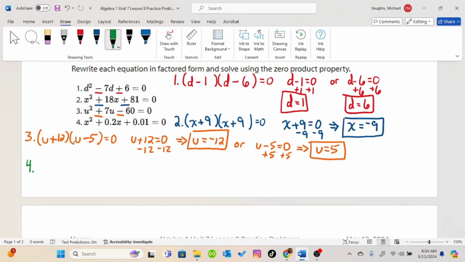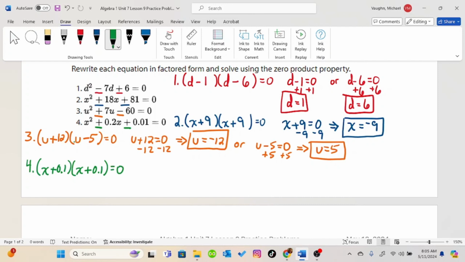And number 4, to get x squared, I know I'm going to have x times x. The second symbol being a plus tells me my signs are going to be the same. And my first symbol being a plus tells me both signs are going to be positive. I need factors of 0.01 that add to 0.2. And that would be 0.1 times 0.1.